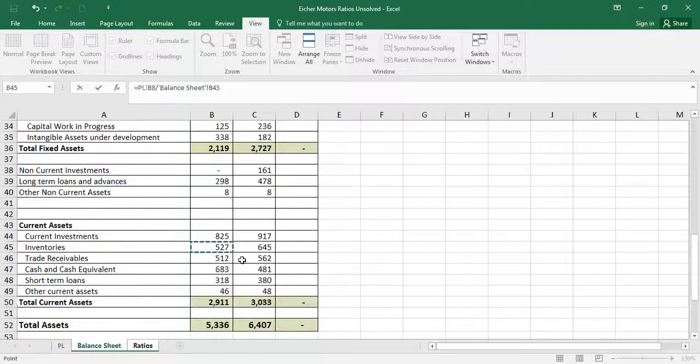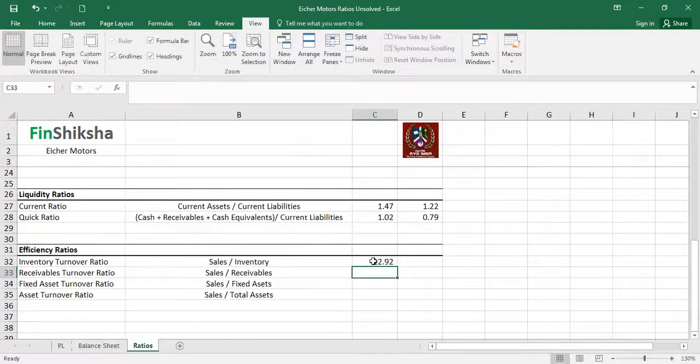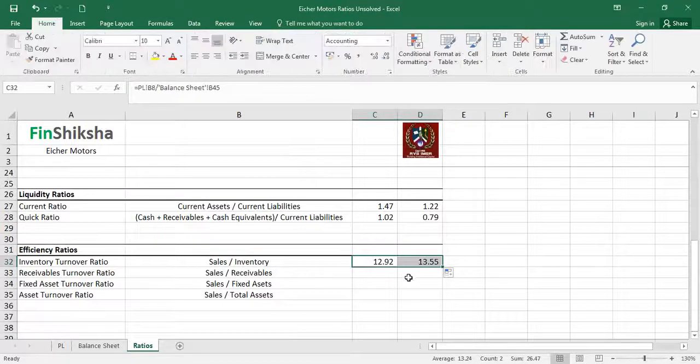So where is the inventory? That's here. So the company turns its inventory about 12 times, 13 times effectively, right? Every time they get there, they essentially turn it about 12 to 13 times, which means whatever inventory they have, they will keep replenishing it at least 13 times during the year.